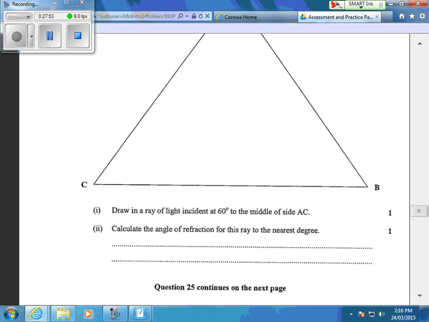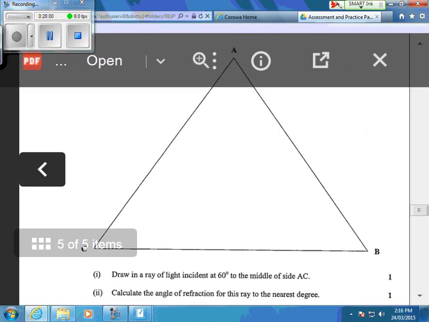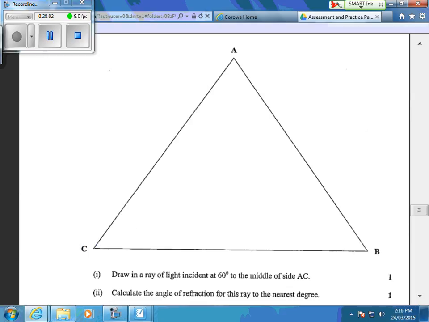First part of the question: draw a ray of light incident at 60 degrees in the middle of side AC. So look guys, this is really, really important. It says the middle of AC. So they expect you to actually get a ruler and find the middle point. Somewhere about there, you reckon? Which way? Yeah, okay, that's better than the other one.